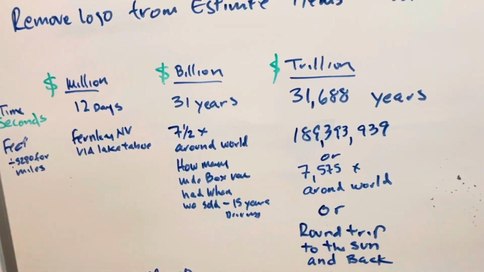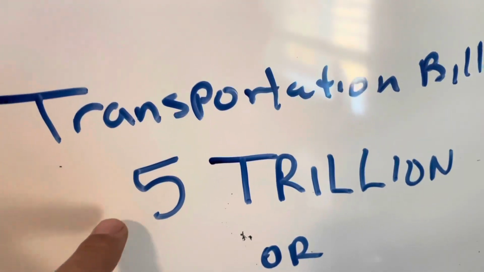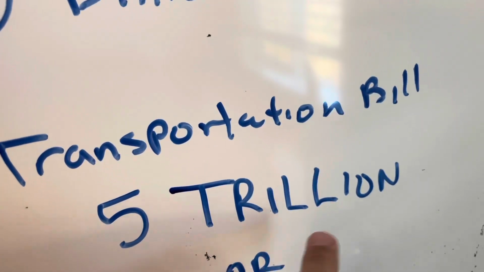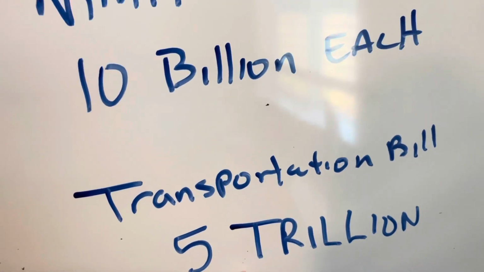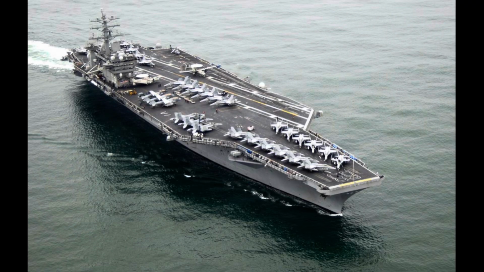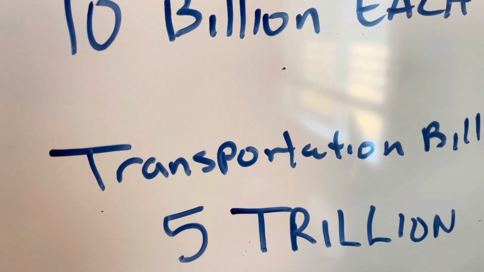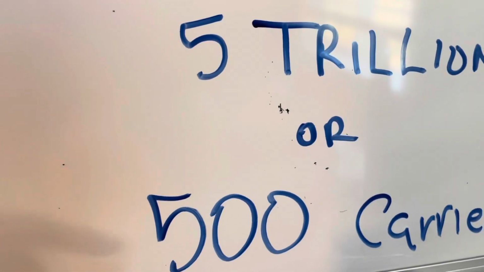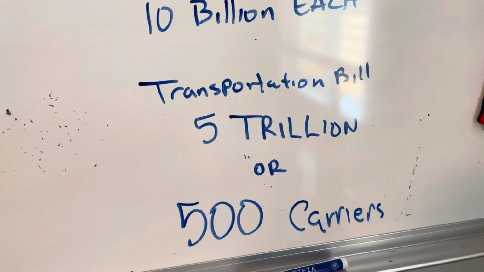The reason I'm sharing that is, in the news, the government is talking about spending $5 trillion. We throw that around and have no connection to what it is. Hopefully now there's a little bit of scale there of how much money that is. A Nimitz class aircraft carrier, which this is a picture of right here, costs $10 billion to build. Lots and lots of money. That transportation bill is $5 trillion. We could build 500 of those aircraft carriers for that $5 trillion.